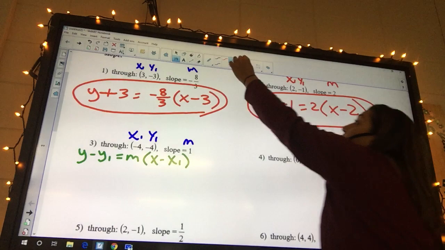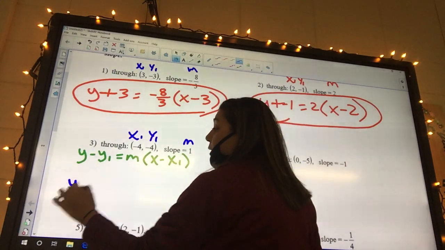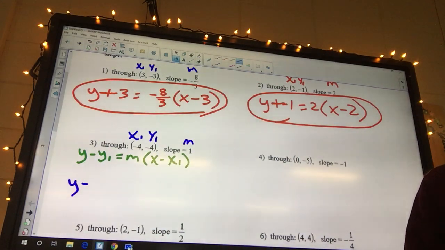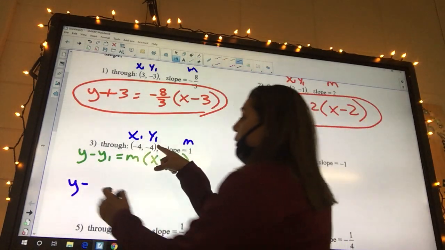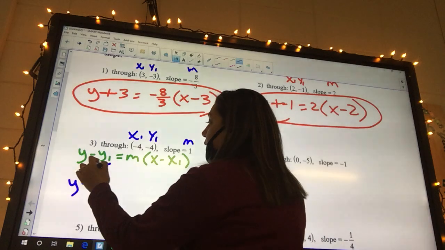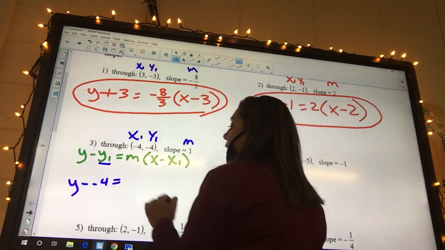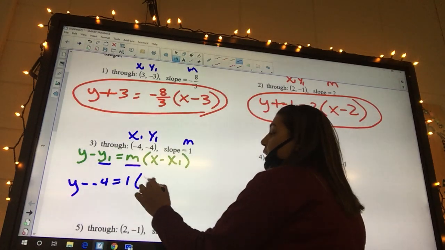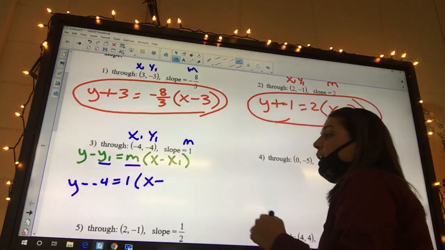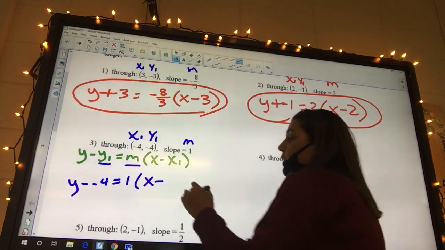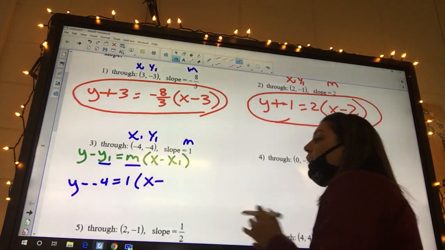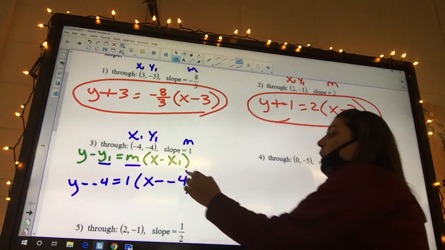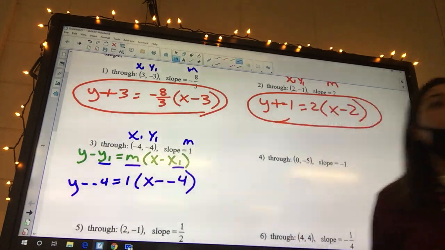My y is always going to be there. Minus is always going to be there. What's my y sub 1? Minus 4. Yeah, minus 4. So we're going to say minus 4, where the y sub 1 is, equals m, which is 1, parenthesis, x minus x sub 1, which is negative 4. Oh, shoot. And close the parenthesis. So I didn't finish my 4.